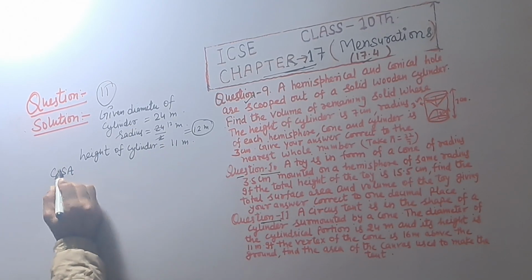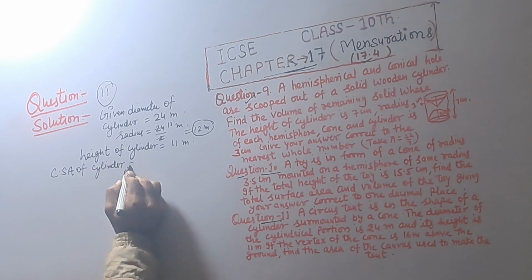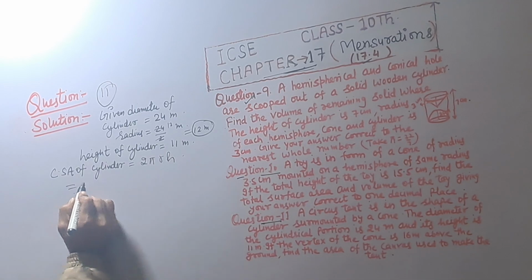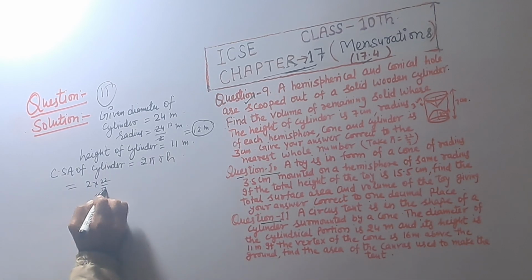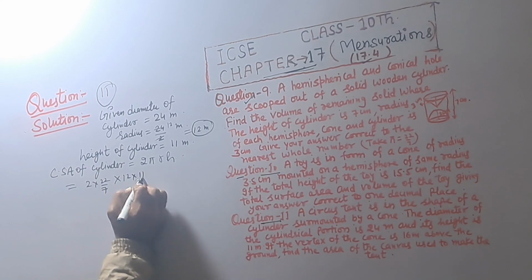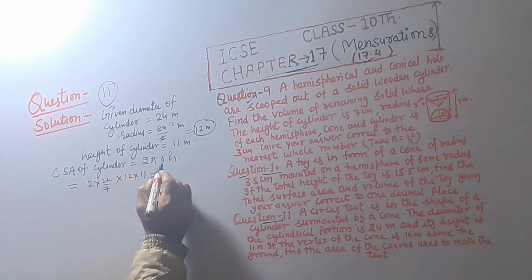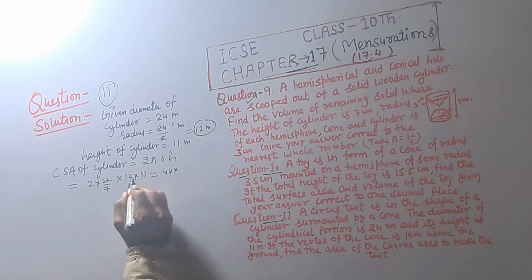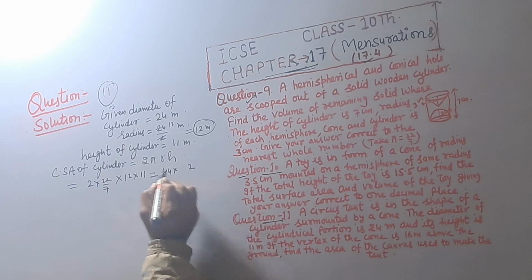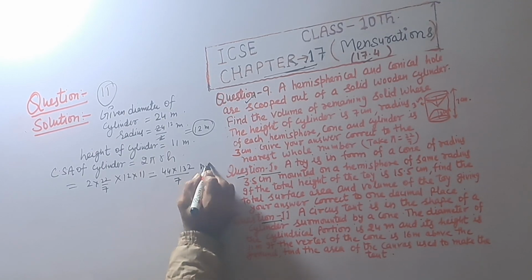Curved surface area of cylinder is equal to 2 pi r h, that is 2 into 22/7 into 12 into 11, that is equal to 2 into 22, 44 into 12, 1s are 12, plus 11, 132/7 meter square.